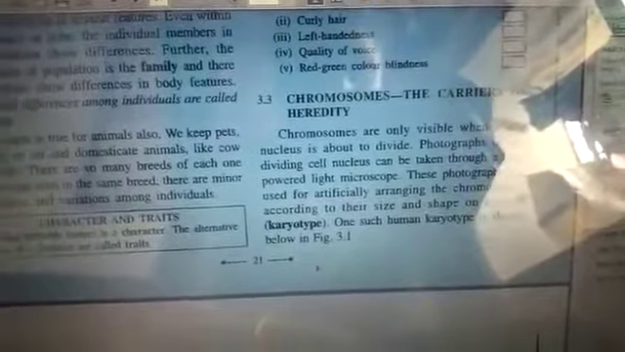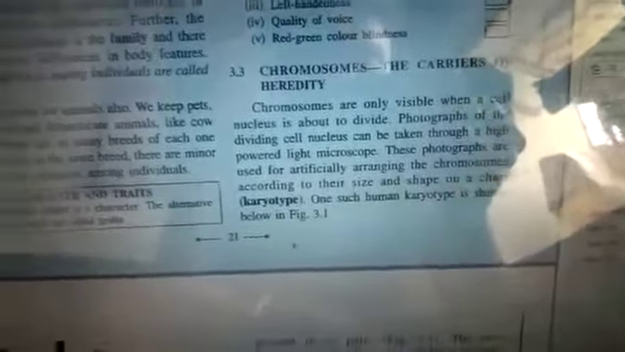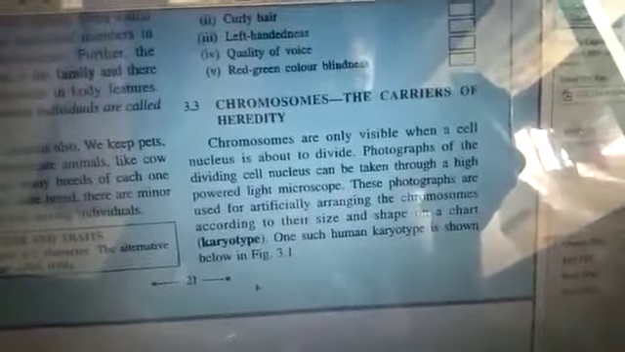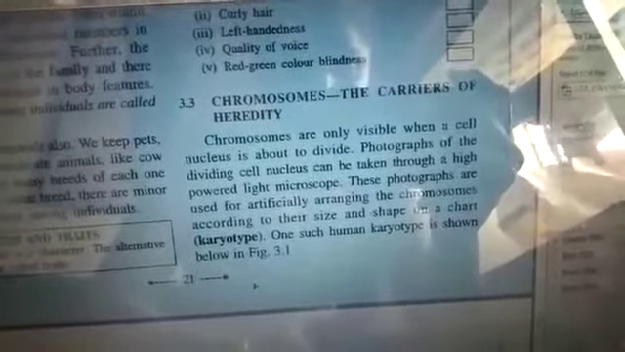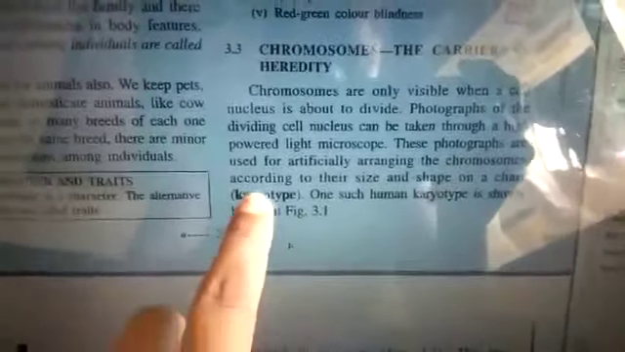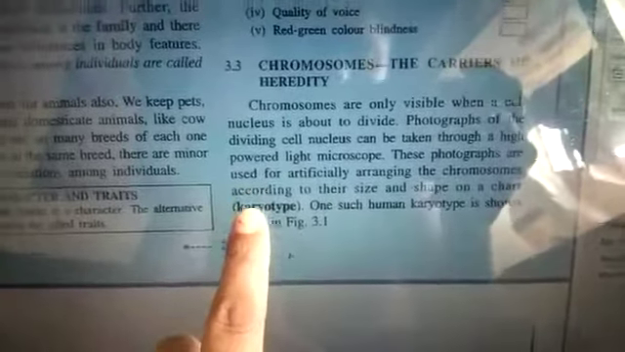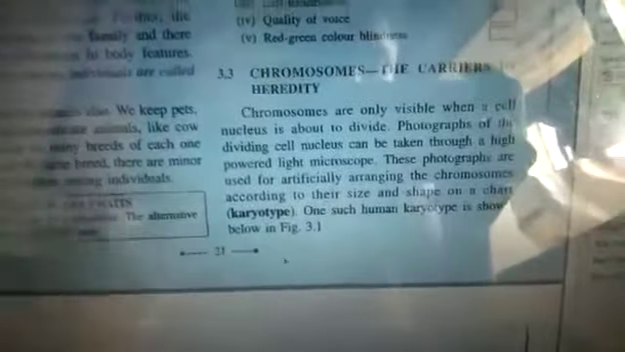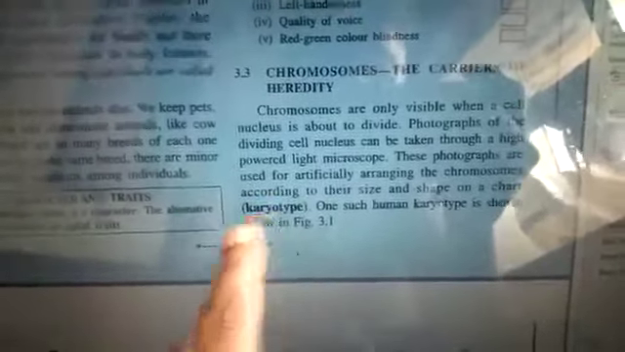Next is chromosomes, the carriers of heredity. Chromosomes are visible when a cell nucleus is about to divide. Photographs of this dividing cell nucleus can be taken through a high-powered microscope, and that process is called karyotyping. In short, the study of chromosomes with their structures and characteristics is nothing but karyotyping.